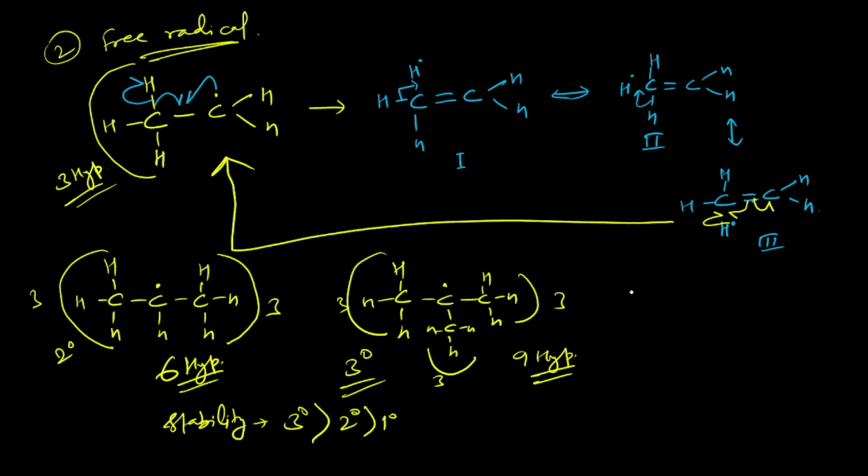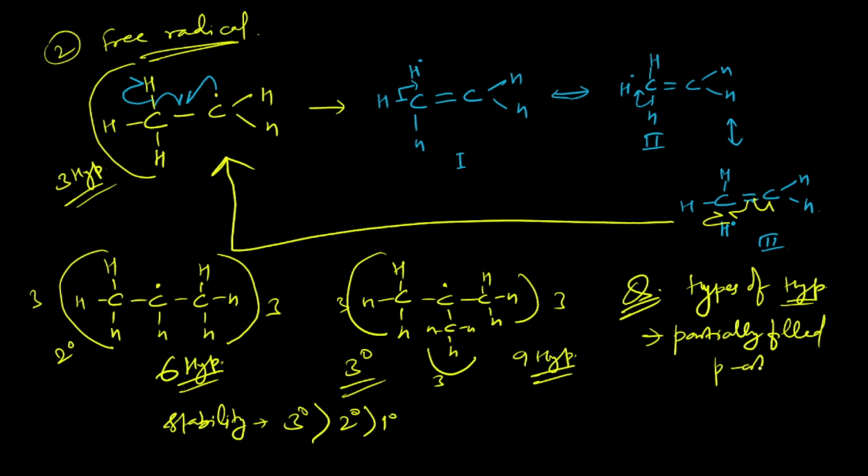And then the second type of question they may ask: types of hyperconjugation. This is the partially filled p orbital, which means the hyperconjugation is taking place towards the partially filled p orbital, correct? And one more thing, this arrow is a fish hook arrow, because it signifies that one electron is shifting, and this arrow is a double headed arrow, which means both electrons are shifting, correct?